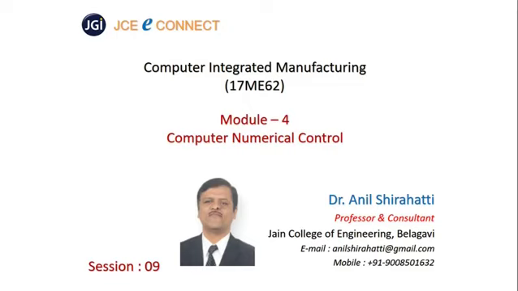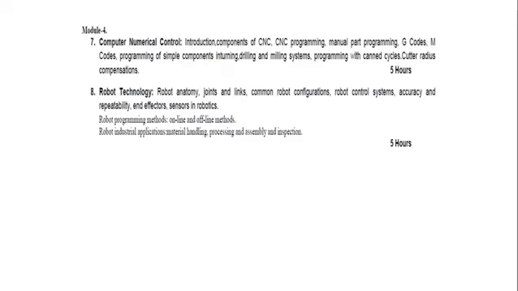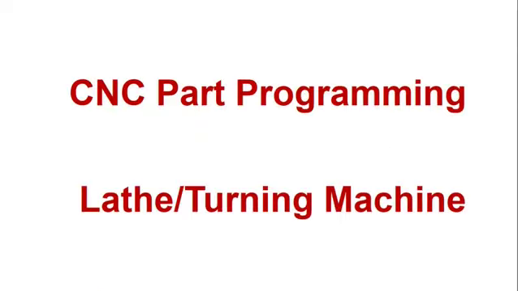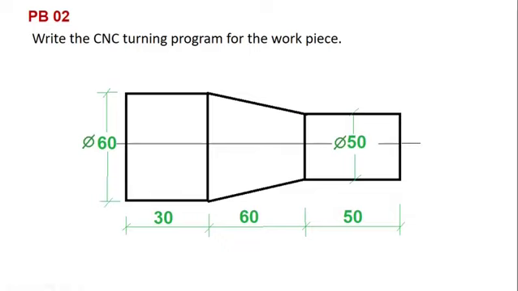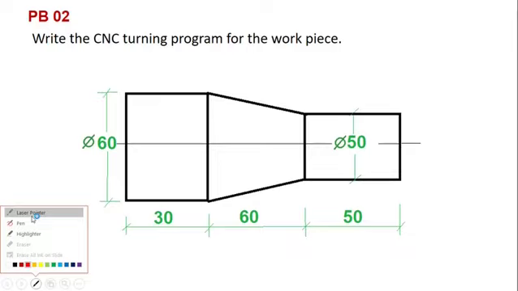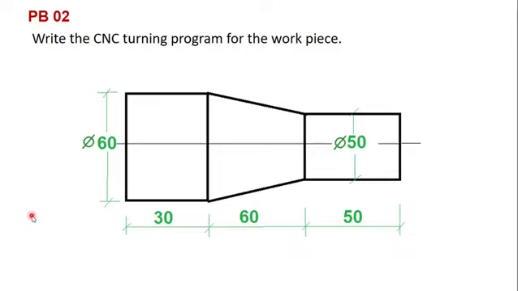So in today's class, that is section 9 of Computer Numerical Control, we will be studying taper turning, and also how we can create a curve using a turning machine. So let's start the class. Today we will be studying two problems. One is on taper turning, another is on curve. So we have this problem.